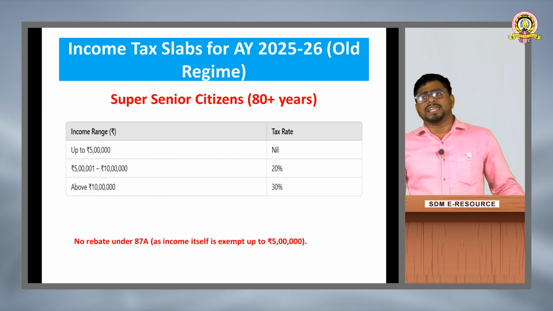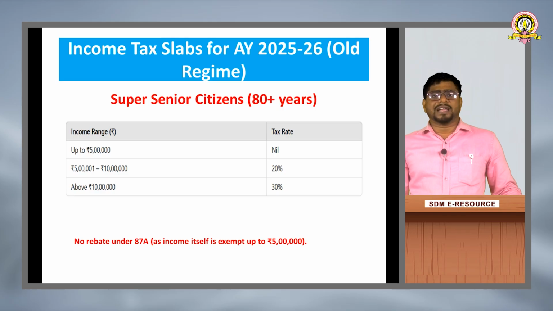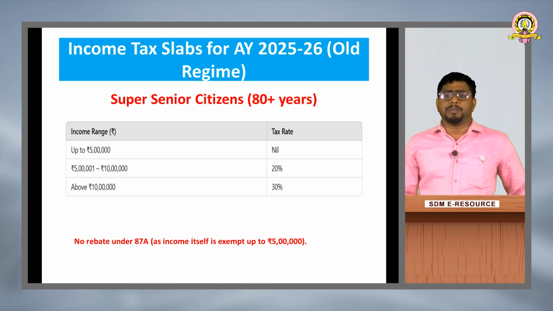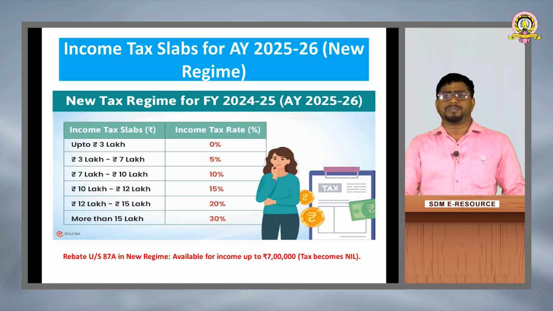Super senior citizen, age above 80 years. Here, up to 5 lakh, there is no tax. 5 lakhs to 10 lakh, 20%, 10 lakh and above 30%. Here, no rebate is available because income up to 5 lakh rupees is completely exempt for super senior citizen.